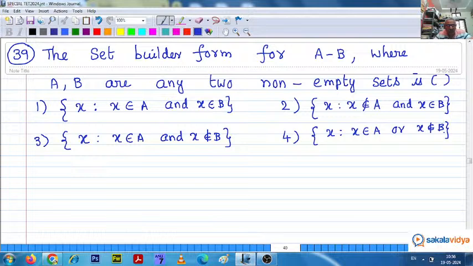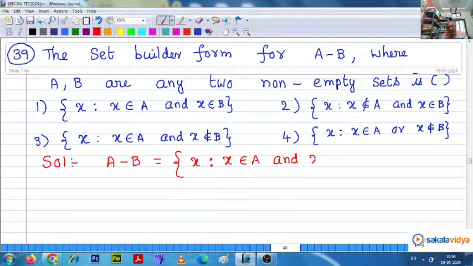So the set builder forms for A union B, A intersection B, A minus B and A delta B you must remember. Yes, A minus B means x must belong to A but not to B. So the set builder form for A minus B is equal to x such that x belongs to A but does not belong to B. That means 'and' only, not 'or'. x does not belong to B. So that means the third option is the right option.